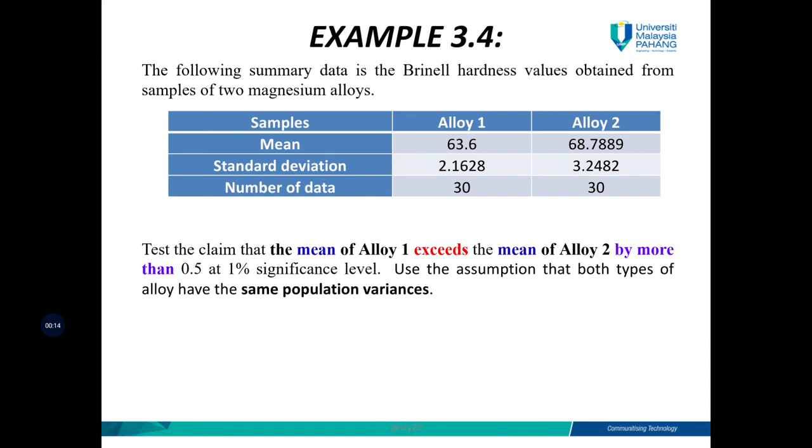So we start with the claim. The claim here is about the mean, denoted by mu. The mean of alloy 1, mu 1, exceeds the mean of alloy 2, mu 2, by more than the given value 0.5, and this is the claim.